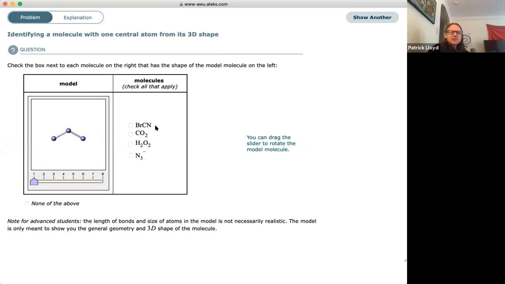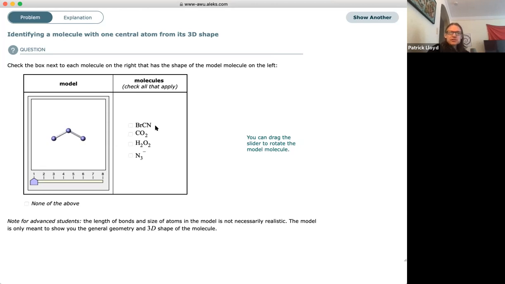Okay, so if you look at this shape, what does it look like? Does it look linear? It's not linear, right? It's not trigonal planar. It's not tetrahedral. It's none of those shapes I told you about, right? So that's an interesting issue there. This one has a different shape than any of the ones that I gave you.